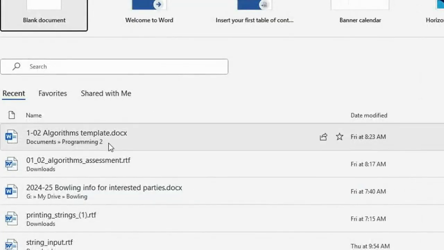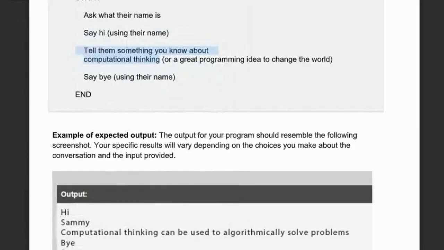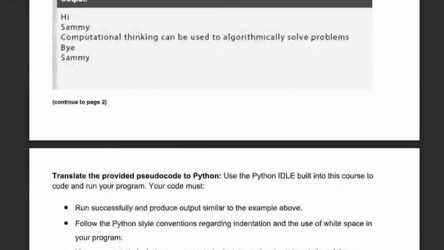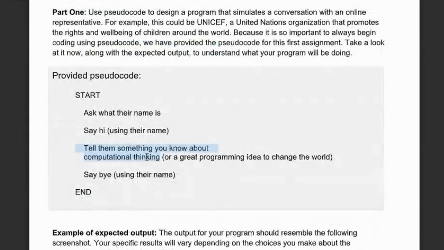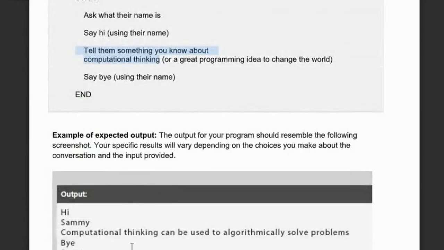Let's see. Did I? No, I didn't save that over there. I have a program I saved. I wrote a little program to simulate that, but I've got to find where I put that. All right, so that's part one. Here's the pseudocode, and here's what it should look like.